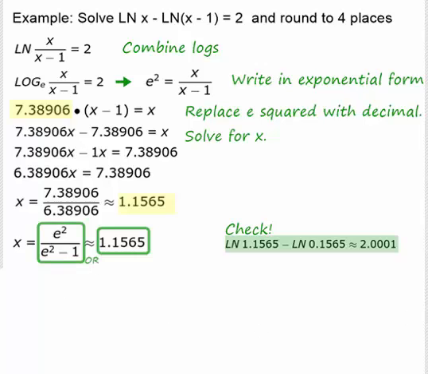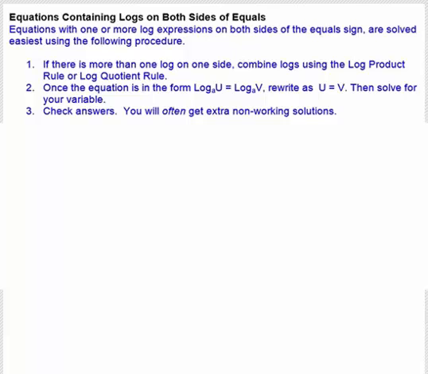And if you notice, if we had left the e squared in, instead of turning it into a decimal, we would have gotten the answer e squared over e squared minus 1. And I checked out the decimal equivalent of that answer, and I also got 1.1565. So replacing e squared with the decimal out to 5 places gave us an answer that correctly rounded to 4 places.